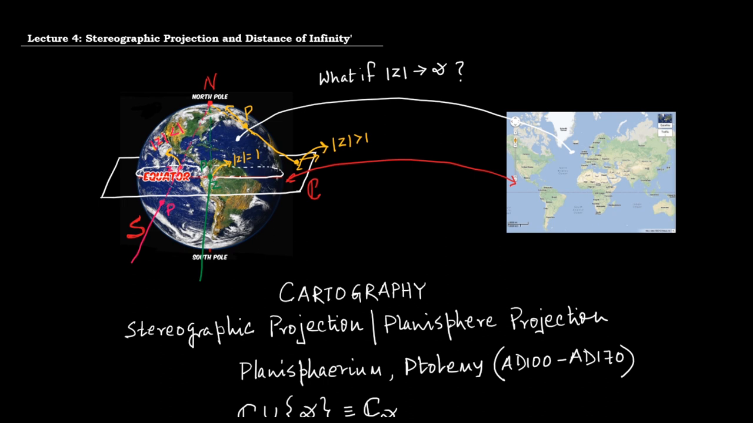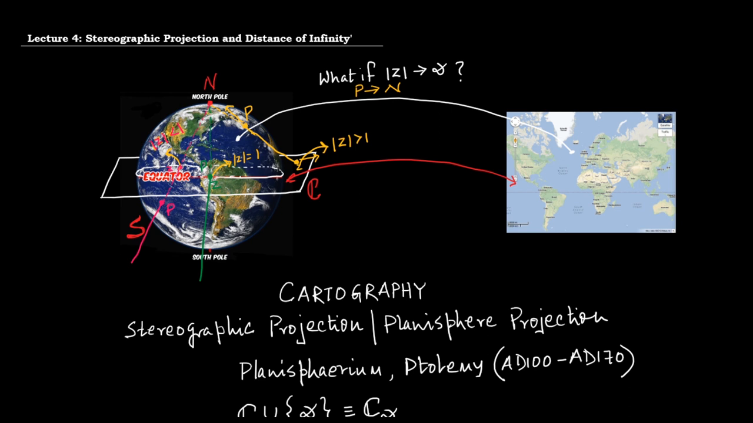That means, what can you say? We can say that as mod Z tends to infinity, this P will tend to N. Mod Z tending to infinity means Z is moving further and further, that means Z is also moving towards infinity. So we can say this associates infinity with this N.